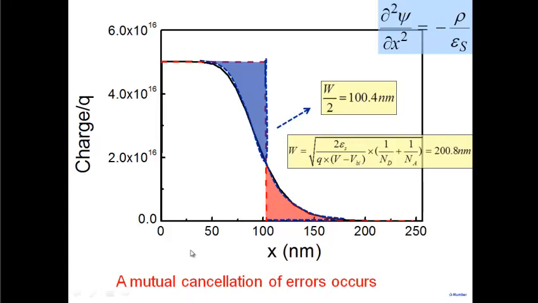The underestimation of charge here versus the overestimation of charge here, the two cancel each other, and therefore we end up getting fairly accurate results here. All right. So there are two common mistakes that people make.